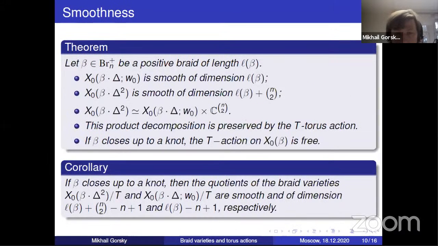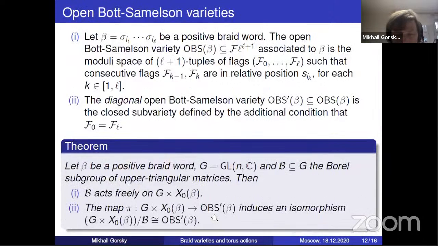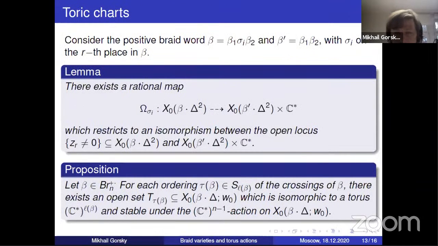Okay, so we have a toric chart in our variety. This is an open set which is isomorphic to a torus in our variety, and one can actually check that this is stable under the C star to n-1 action, which we described a few slides ago. So these are toric charts, and they're stable under the action of a certain different torus. So they descend to augmentation varieties in particular.